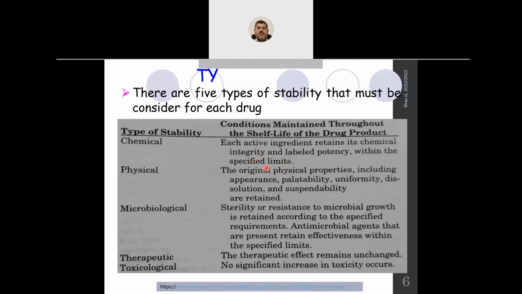Physical is the original physical properties, including the appearance. How does it look like? The color, okay? Palatability, the taste, uniformity. For example, you have solution. It doesn't change to suspension, for example.